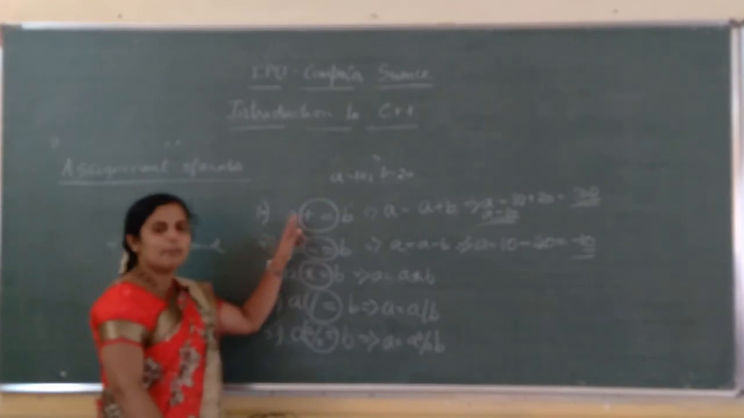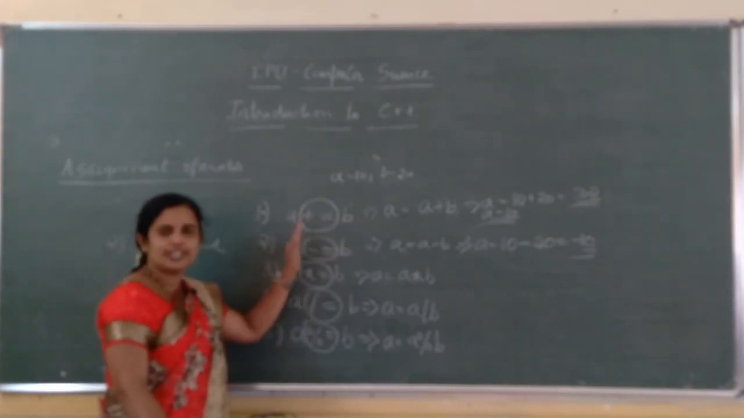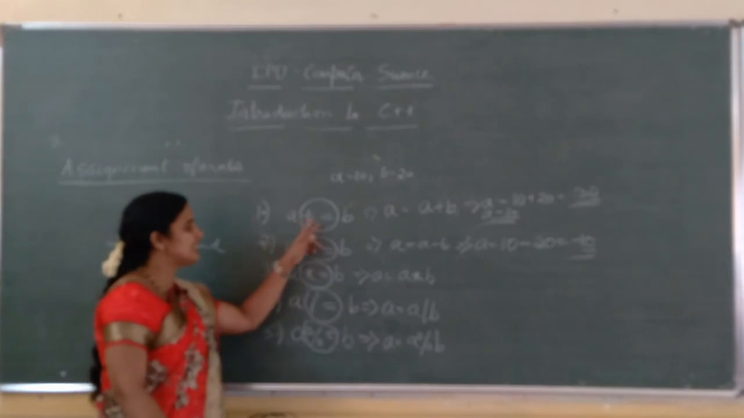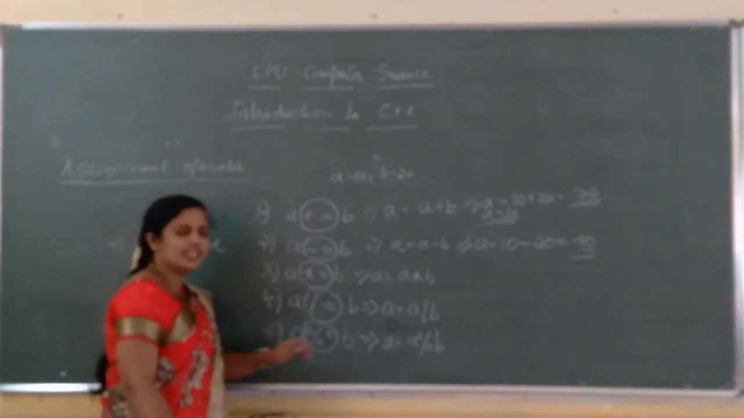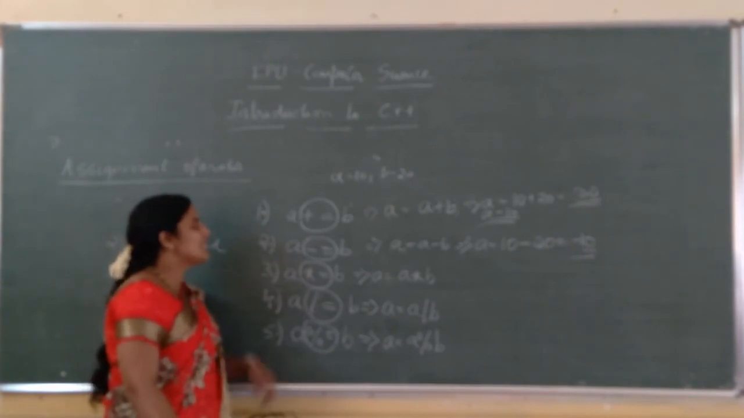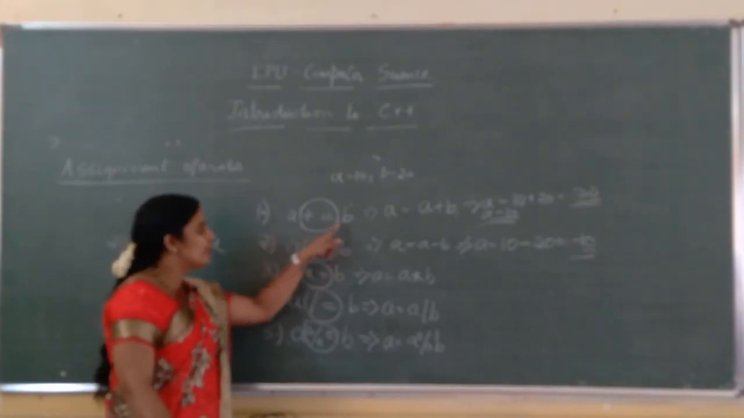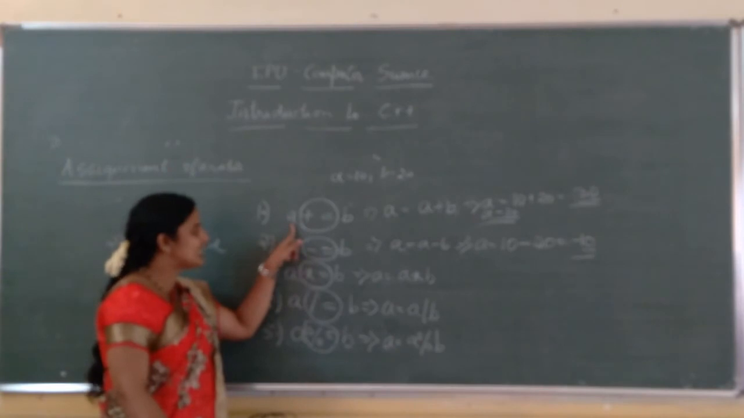Here A plus is equal to B. What are the different shorthand assignment operators? Plus equal to, minus equal to, star equal to, slash equal to, mod equal to. Okay. What does plus equal to do? Here B is added to A and the result is stored in A.